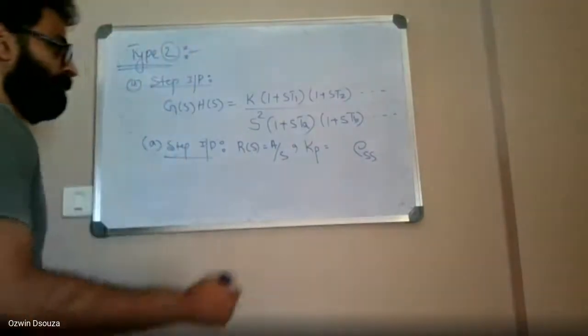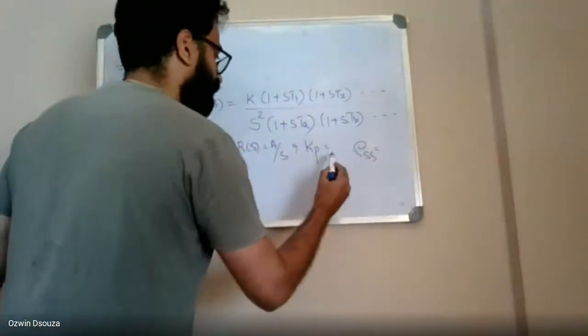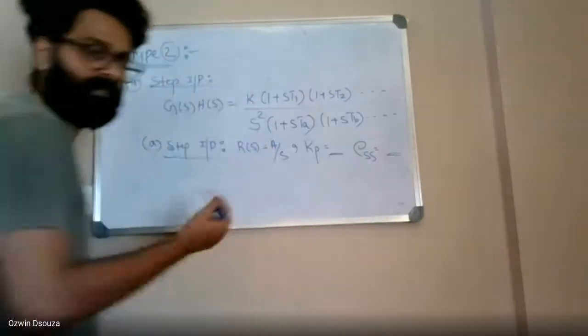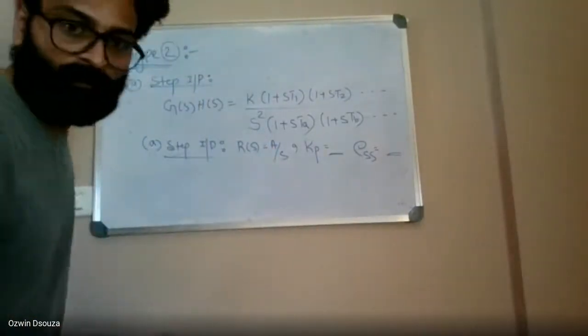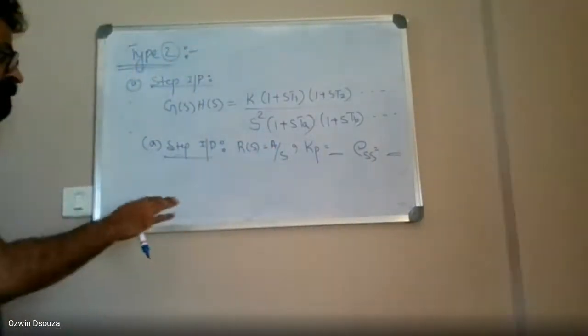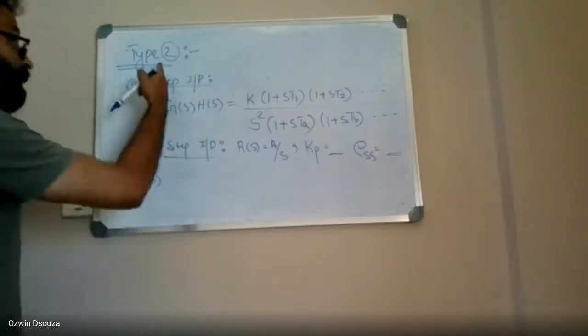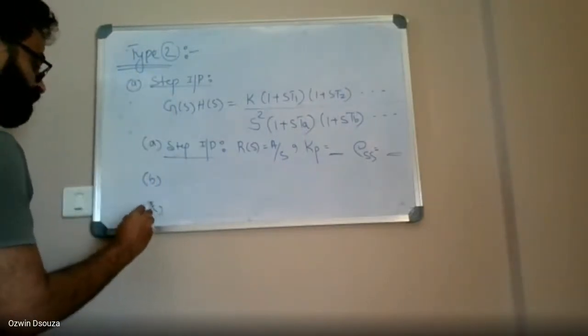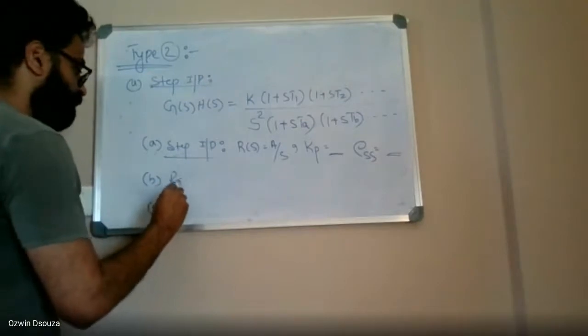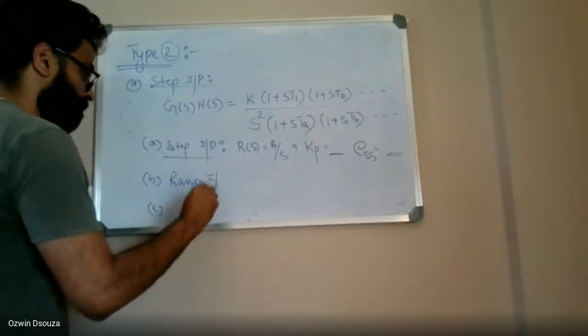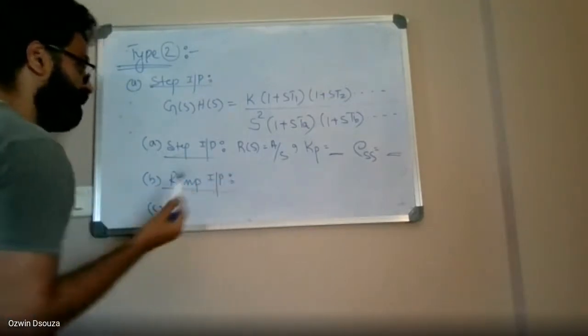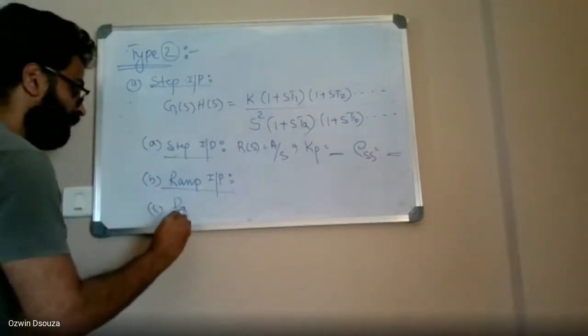Okay. So steady state error. Yeah, quickly calculate. I'll just write down the answers. I've done it for step input. So you do it for at least a type 2 system. Okay. So ramp input. All right. And parabolic input.